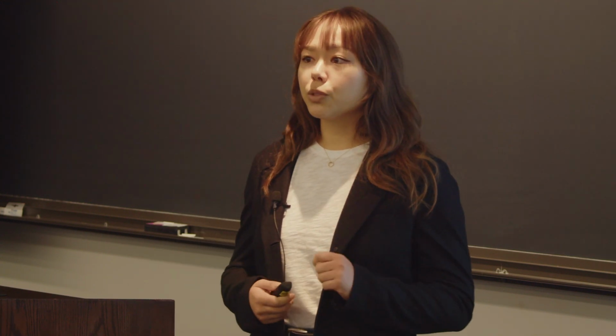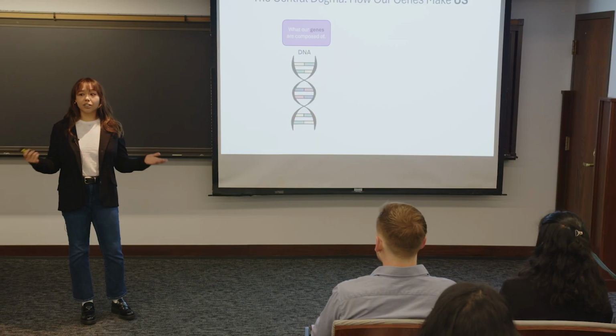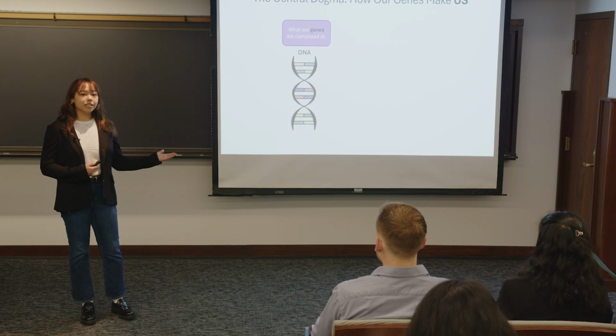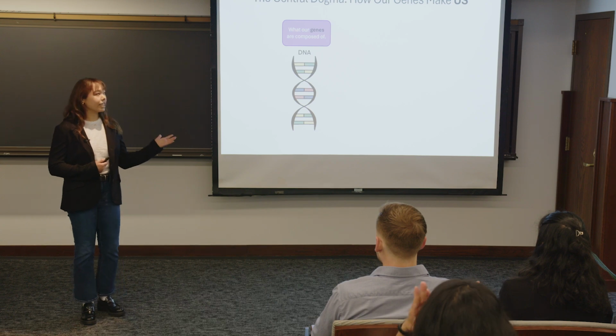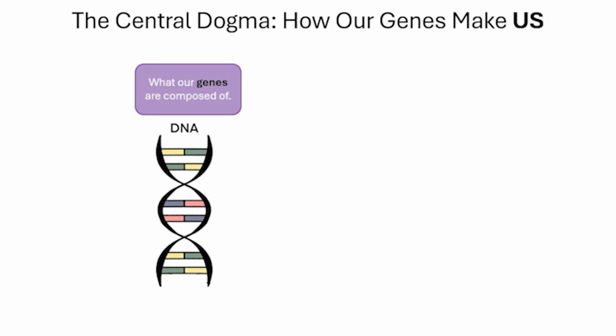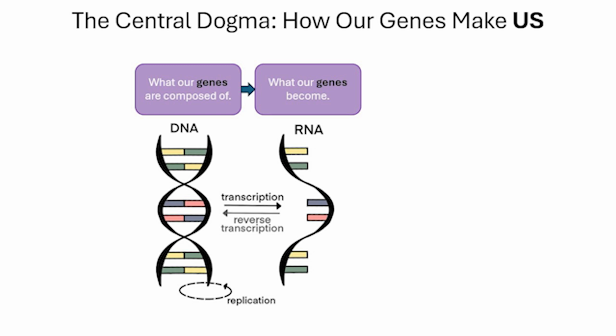So at Northwestern, I am studying as a computational biologist, which means I look at biological data through the lens of computer programming to better understand biological processes. But I'm also training as a human geneticist. And as a human geneticist, I study our genes. Our genes are composed of a molecule called DNA, and DNA undergoes a biological process called transcription to become another molecule called RNA. This is what our genes become.